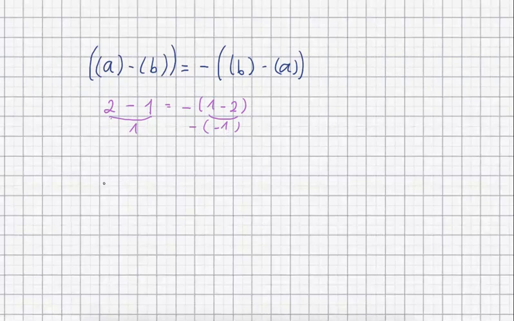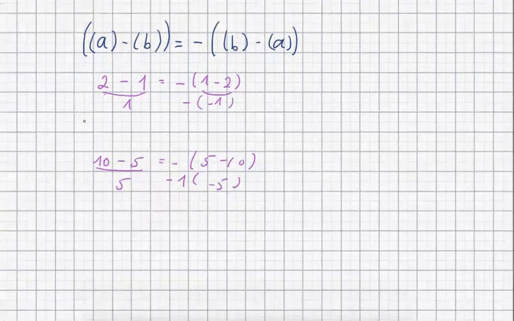Okay, let's do another one. 10 minus 5. How much is 10 minus 5? Minus, and then parentheses 5 minus 10. Now 10 minus 5 is 5, and 5 minus 10 is minus 5, and this is why it's true. Okay, now let's make things a little bit more interesting. According to this formula, if we had x minus 1, we can actually write 1 minus x.